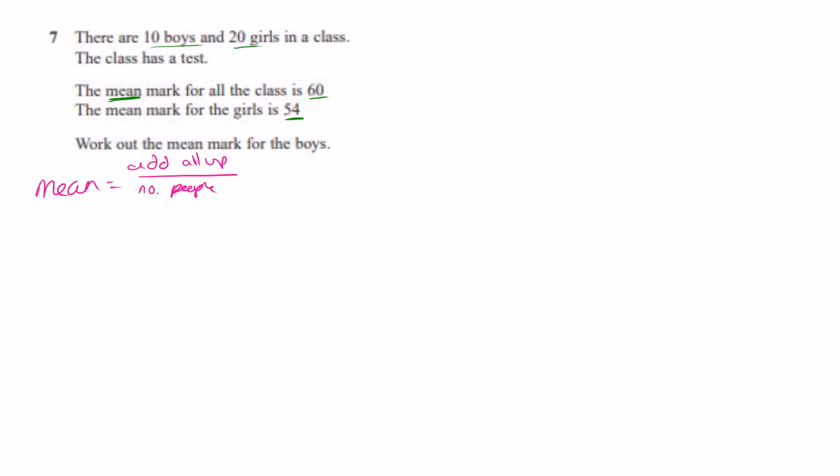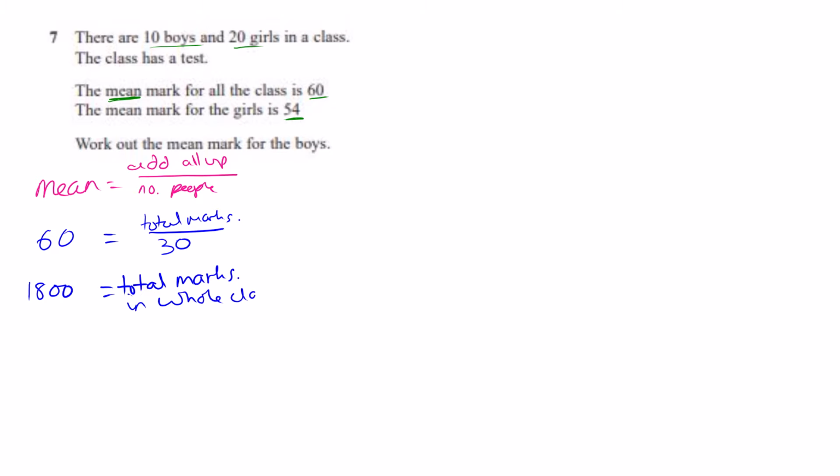So if our mean is 60, and we know that there are 30 people in the class, then the total marks divided by 30 is going to be equal to 60. So multiplying both sides by 30, we can find that there were 1,800 marks in the whole class. Let's just write that in the whole class.